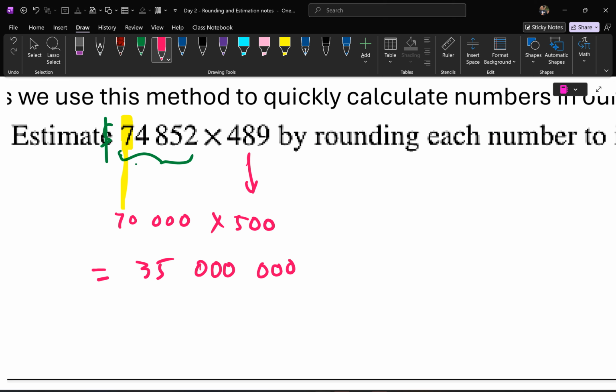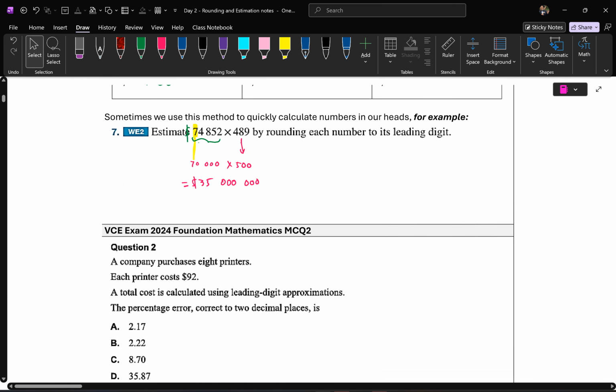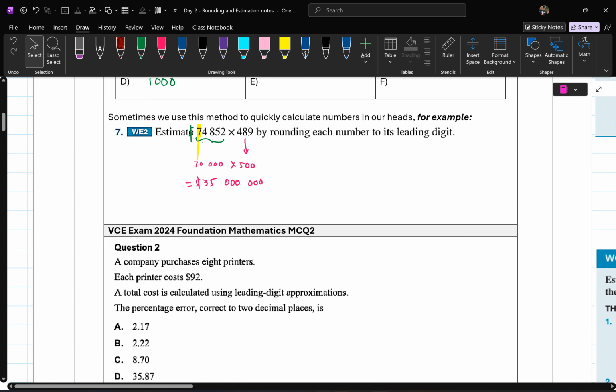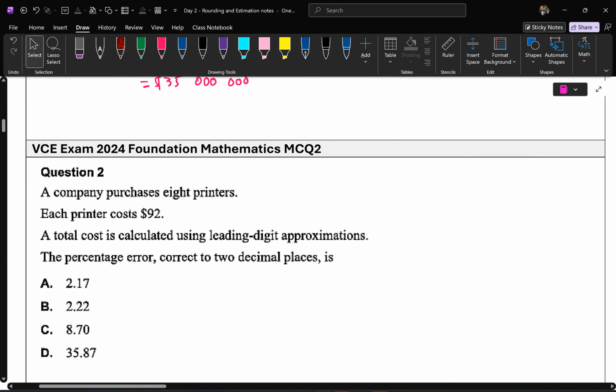So if I had to estimate this for you, if you were buying cars that were roughly $74,852 per car, and you're buying 489 cars, roughly how much do you need in your bank or loan? You might probably need about 35 million. I don't know how that works, but that's a rough estimate. It's a give or take. That's the purpose of rounding and estimating, yeah? So here's the example. So now that you understand what it means by rounding to the leading digit, I want you to have a look at this exam from 2024.